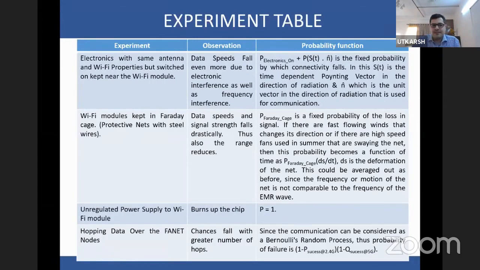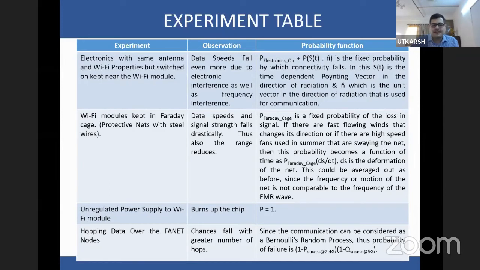The other experiment we did is electronics with the same antenna and Wi-Fi properties, but this time it is switched on and kept near the Wi-Fi module. In this we observed crosstalk. So data speeds fall even more due to the electronic interference as well as frequency interference or sideband frequency interference. Here we say that P electronics on plus P of S(t)·n̂ is a fixed probability by which connectivity falls. Here S(t) is a time dependent Poynting vector in the direction of radiation, and n̂ is the unit vector in the direction of radiation that is used for communication.